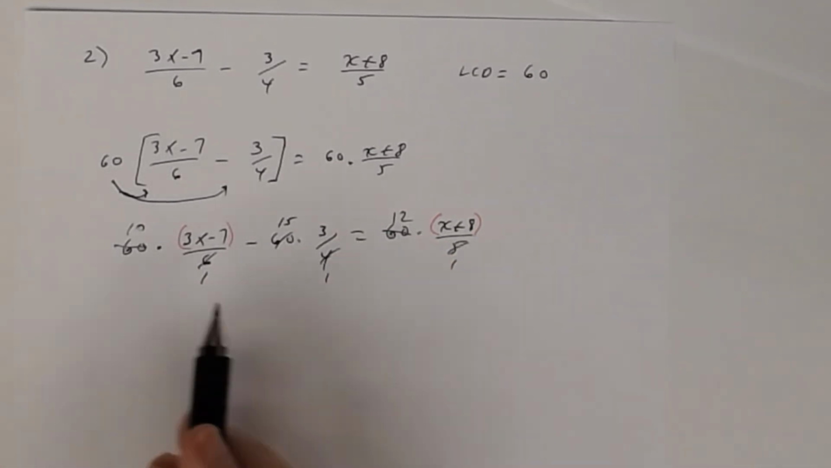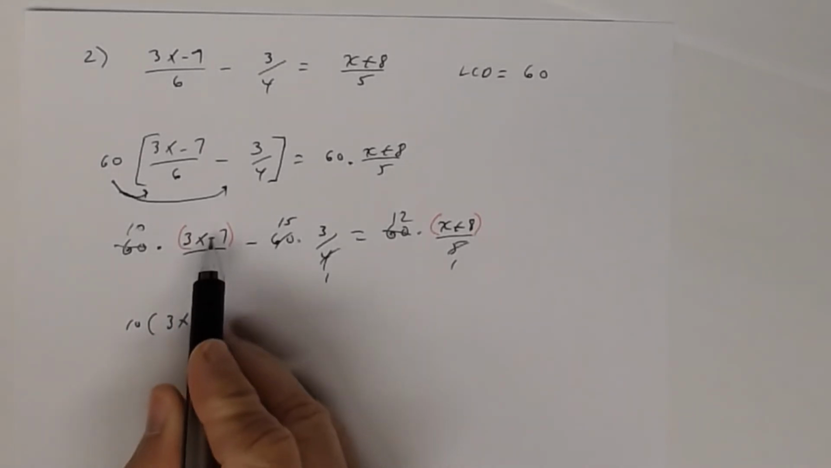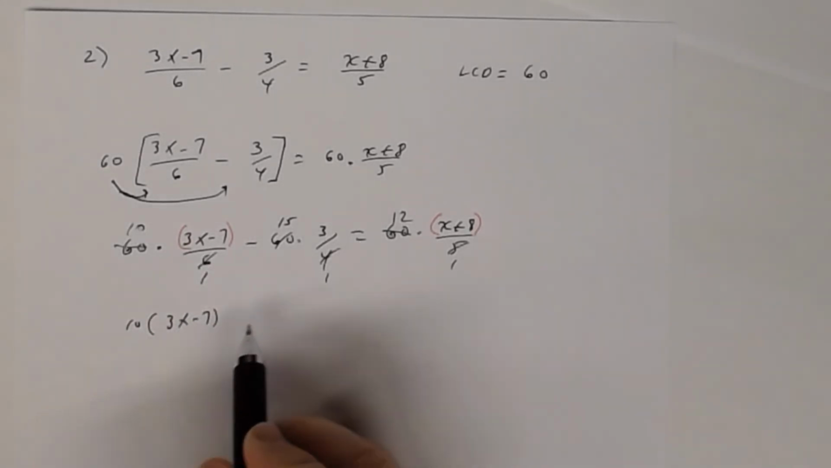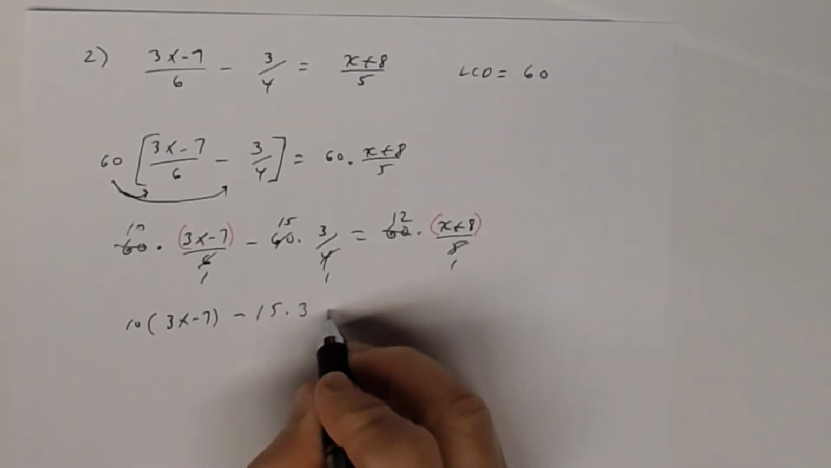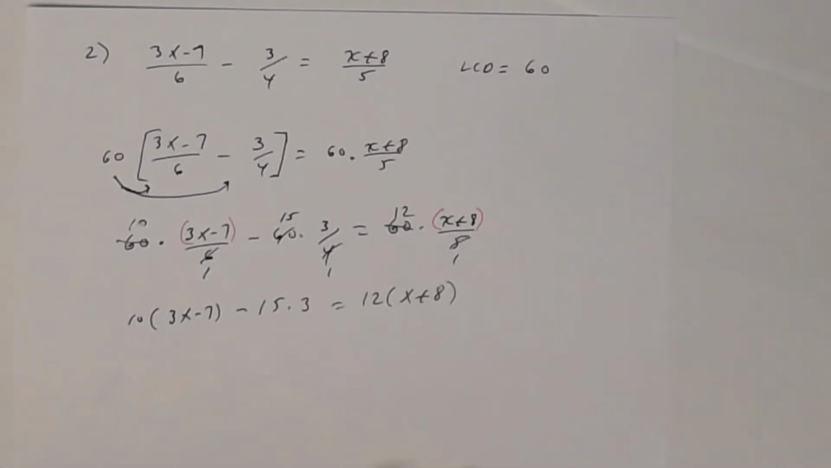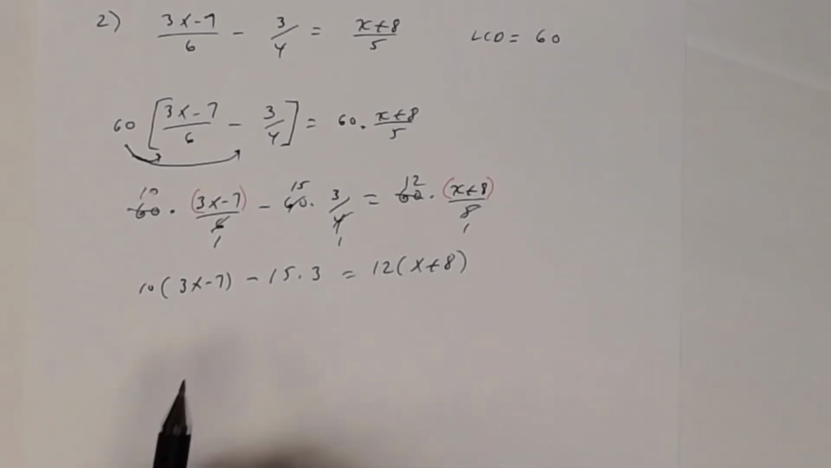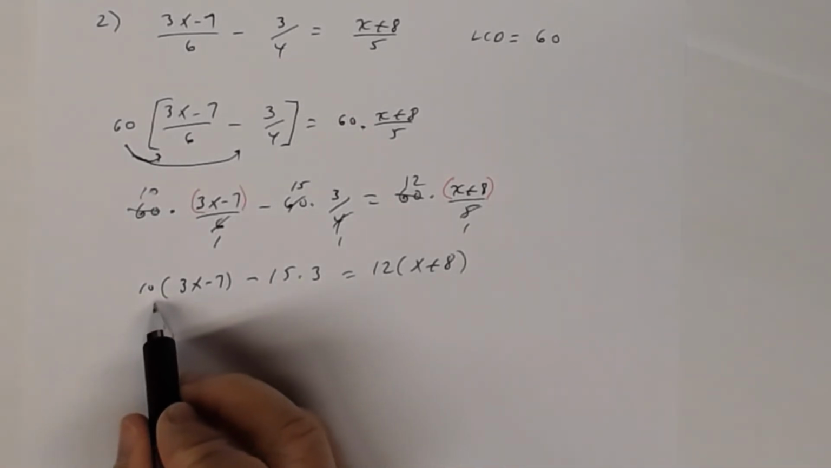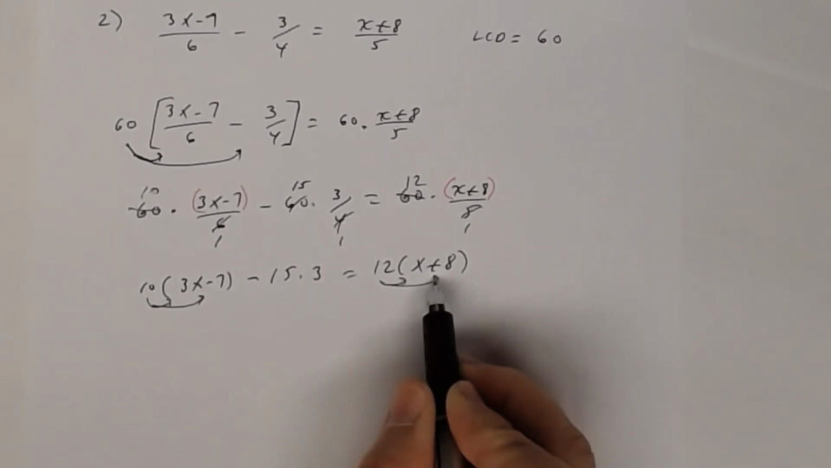All right, so now we're going to say 10 times (3x minus 7), because (3x minus 7) divided by 1 is 3x minus 7, minus 15 times 3, equals 12 times, in parentheses, (x plus 8). Now notice, no fractions, so that's an easy linear equation to solve. I just have to get rid of the parentheses using the distributive property in both cases here.